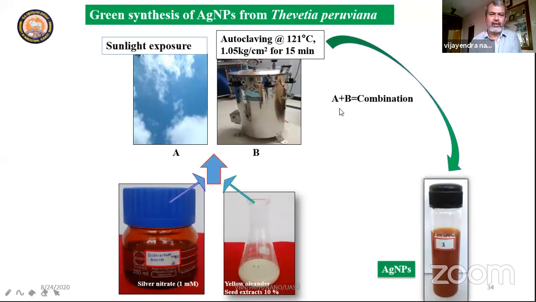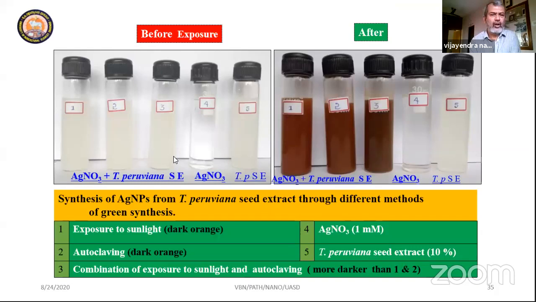In the meantime, my good friend said, sir, we can mix these two, go with the silver, go with the sunlight, an A plus B combination. We tried, but the results were not always true; whenever we mix these two, it may not always be successful. I will give the example in relation to the evaluation later. See now, what is the phenomenon? We have got these three: AgNO3 with Thevetia peruviana extract, then AgNO3 alone and the plant extract alone. Now you see what is the change.